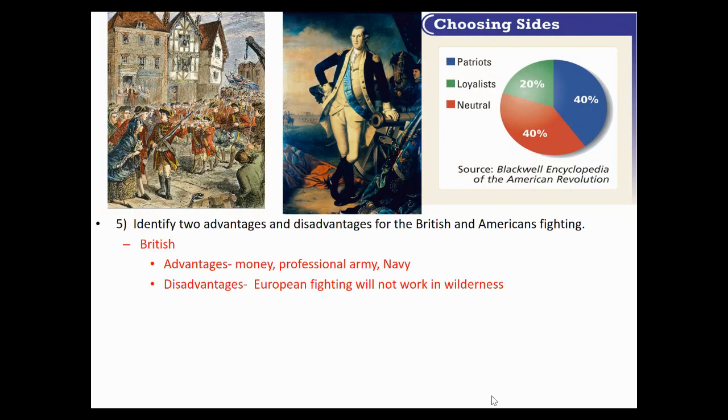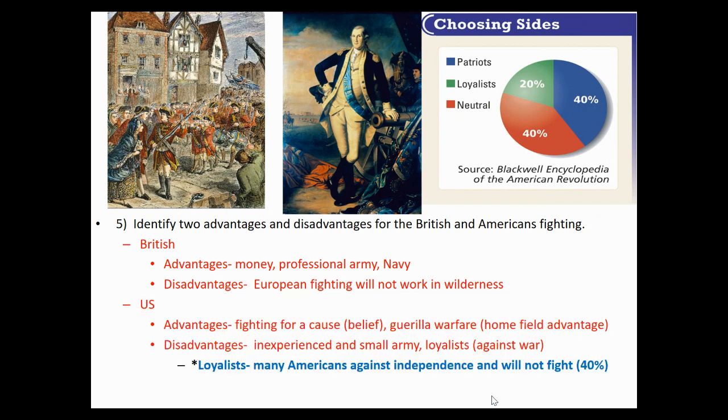Now, fighting the war. Both sides had advantages and disadvantages. England, the British, are the strongest country and the richest country in the world. Their advantage is they have money, they can pay for it, they have a professional army, and they have a navy. So even though Britain is far, far away, they can bring supplies, troops, what they need. The disadvantage is the style of fighting that Europeans are used to is not going to work in the wilderness. Americans are going to hide in the trees, in the swamps, and force the English to find them. We're not going to meet them on big battlefields like they're used to doing in England.